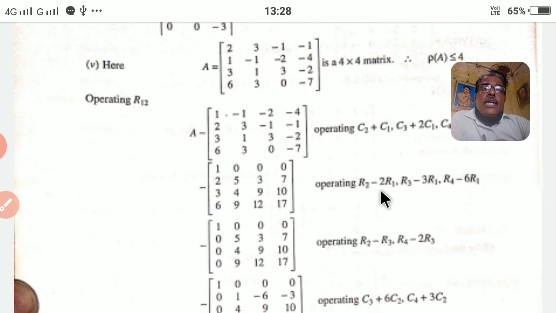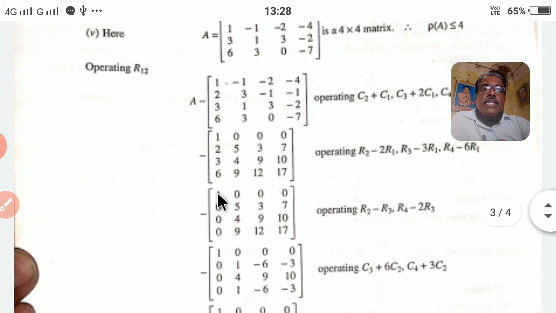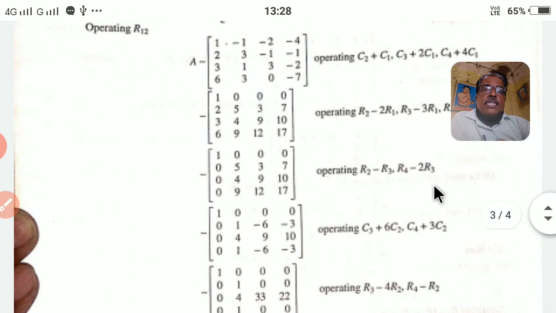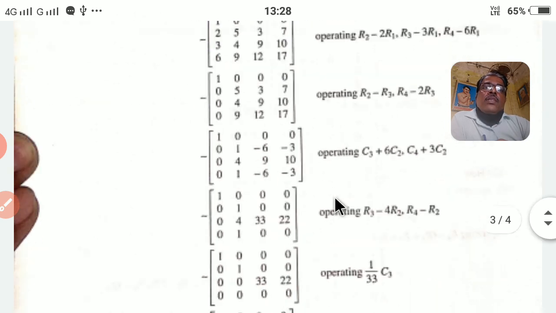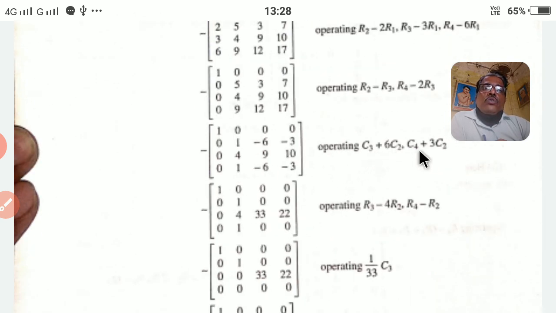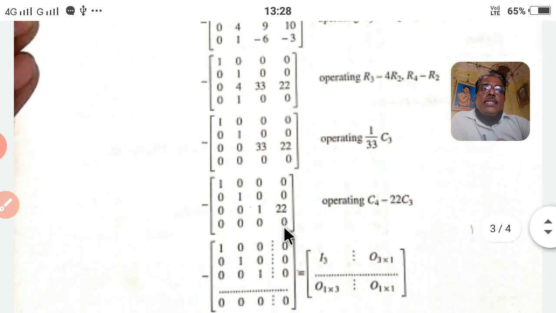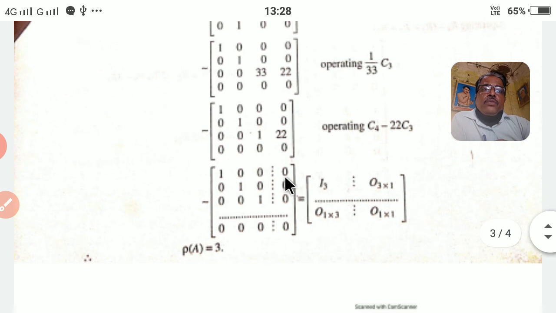Next, operating R2 minus 2 R1, R3 minus 3 R1, and R4 minus 6 R1, we get this matrix. And again operating R2 minus R3 and R4 minus 2 R3, we get this matrix. Then operating C3 plus 6 C2 and C4 plus 3 C2, we get this. Then R3 minus 4 R2 and R4 minus R2, we get this. Okay, and operating 1 by 33 C3, we get this one. Then operating C4 minus 22 C3, we get this. Okay, so like that we obtain this.